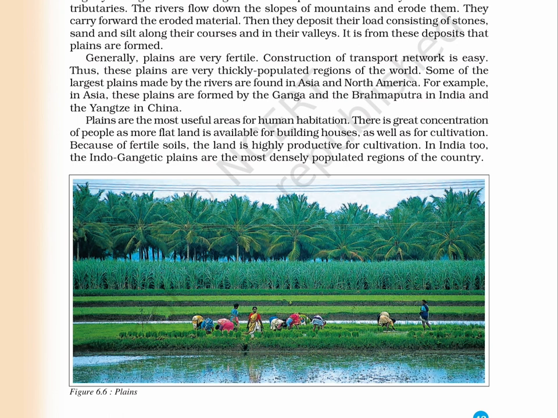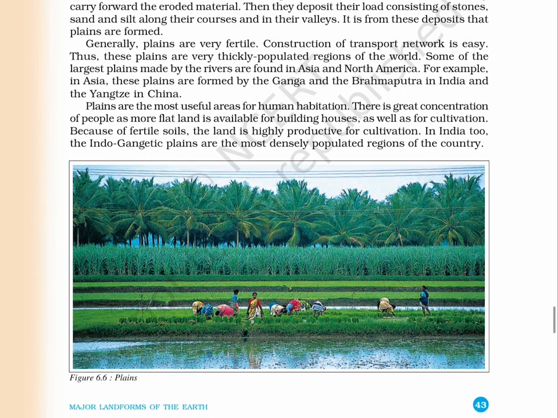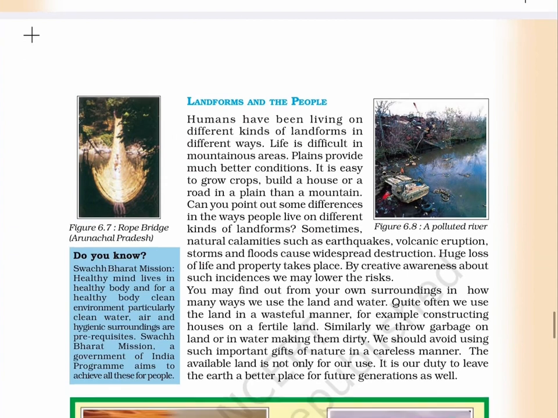Plains are the most useful areas for human habitation. There is great concentration of people as more flat land is available for building houses as well as for cultivation. Because of fertile soils, the land is highly productive for cultivation. In India too, the Indo-Gangetic plains are the most densely populated regions of the country. Figure 6.6 shows plains. Page number 44.